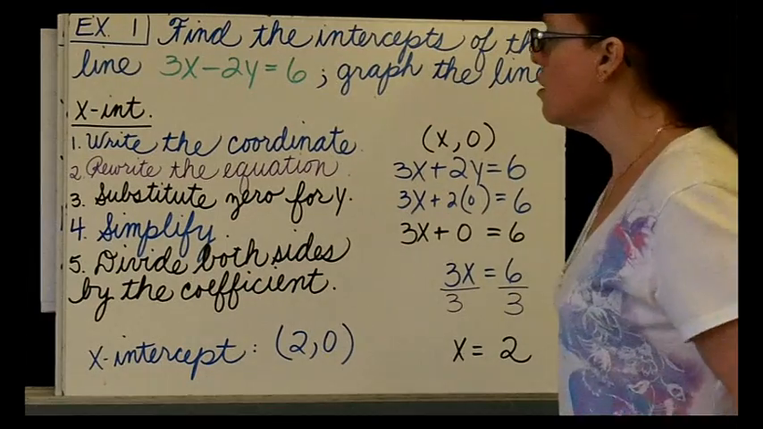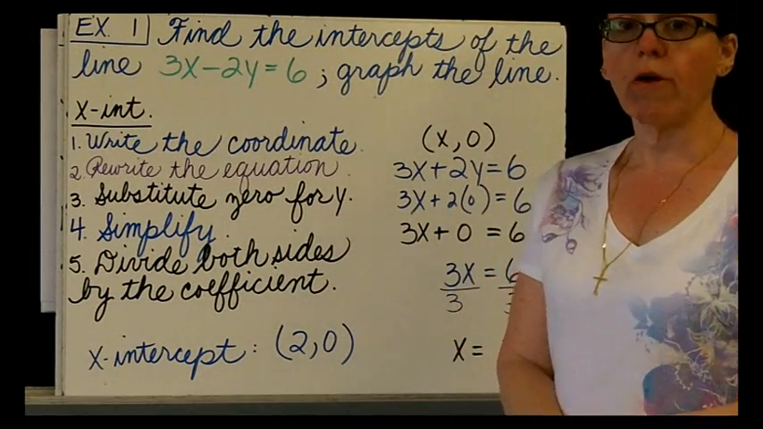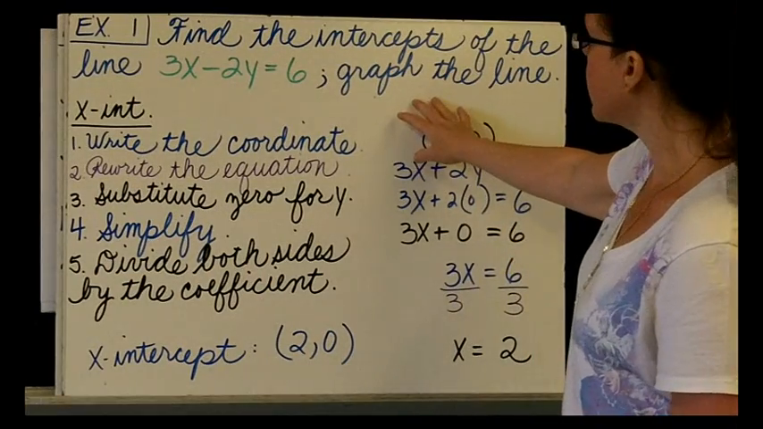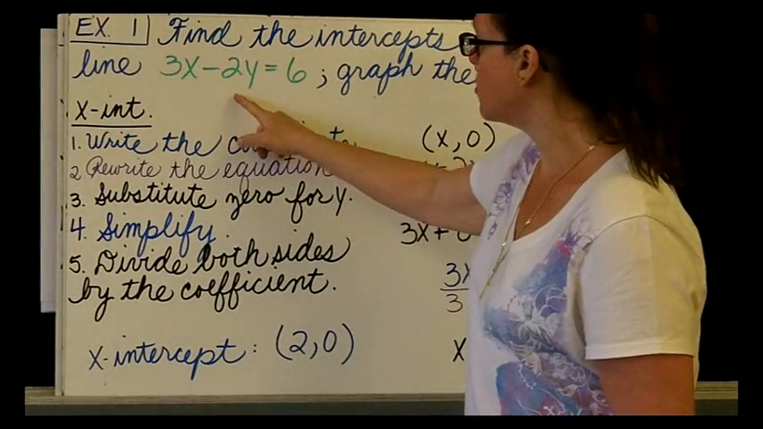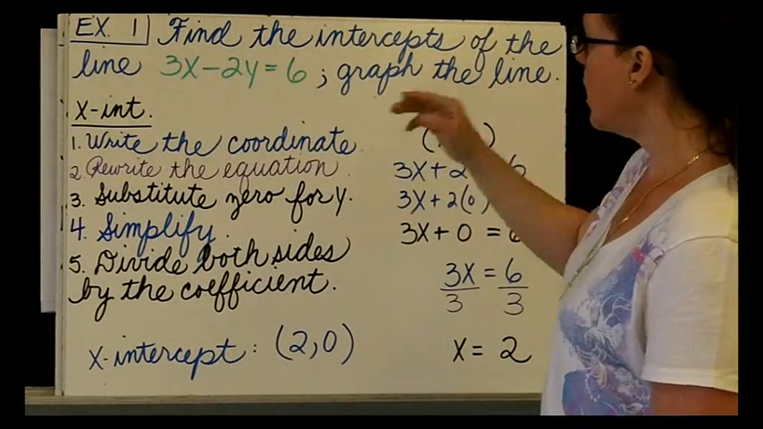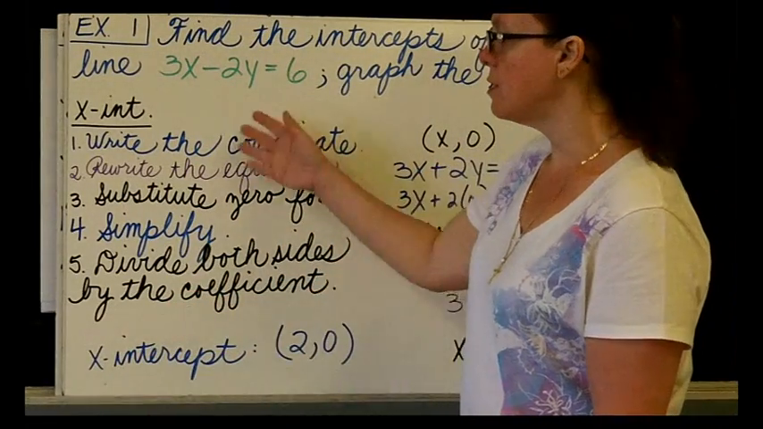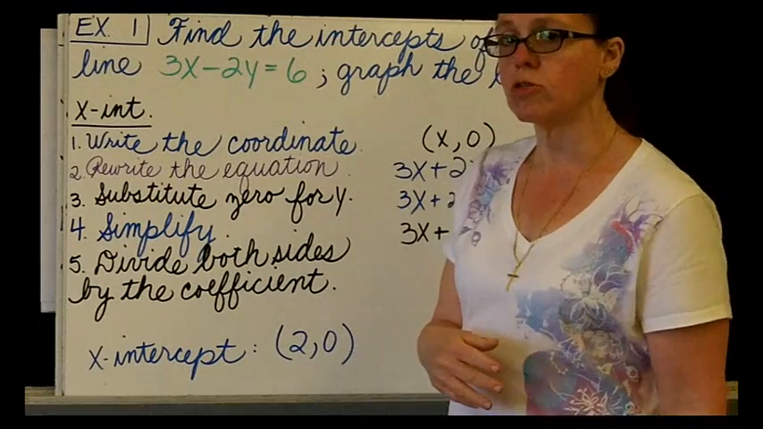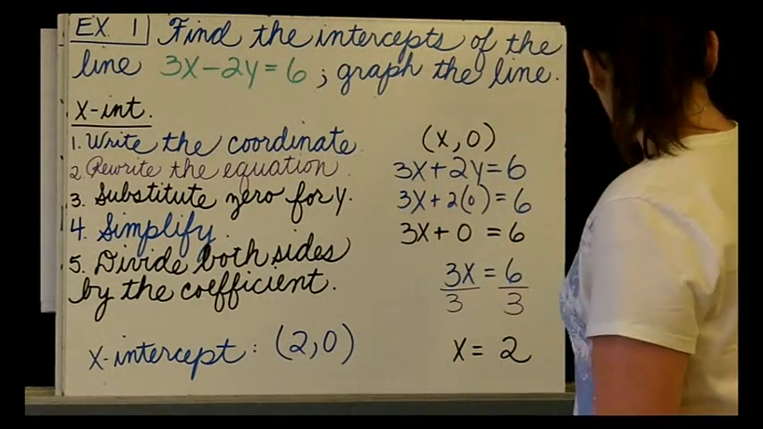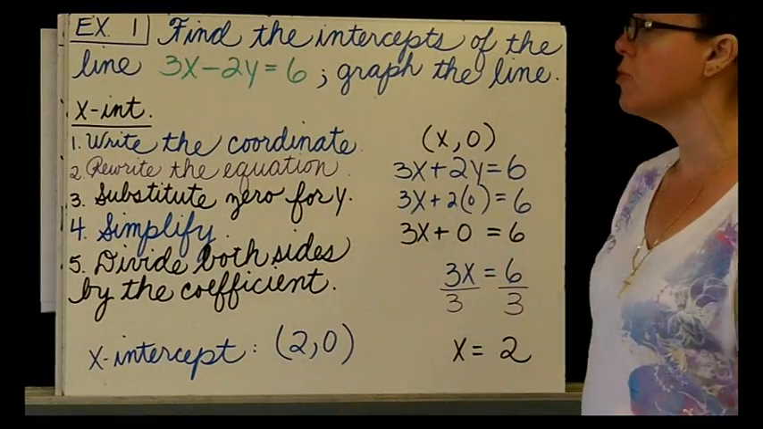Here is a good example of a question you'll see very often over the next couple of days in class. Find the intercepts of the line 3x minus 2y equals 6, and then of course graph the line. Now, these are the steps we're going to follow one at a time. Hopefully these steps make the definition that we just saw much clearer. So you're going to follow these steps to find the x-intercept. I always go with the x first.